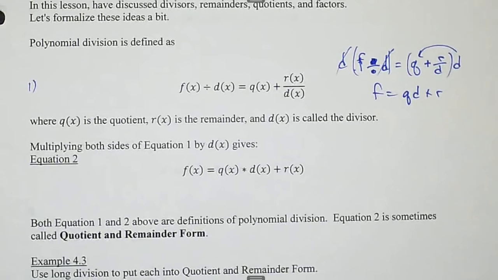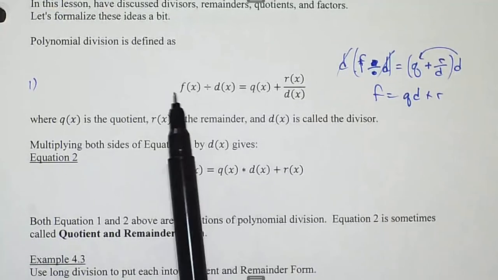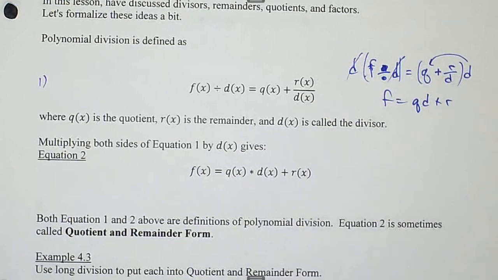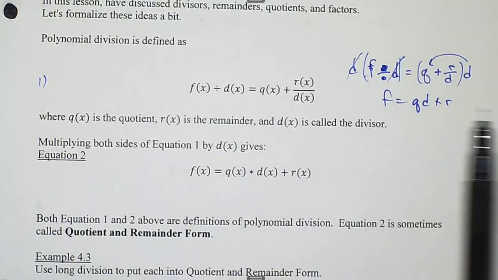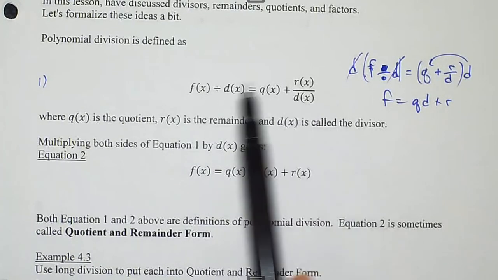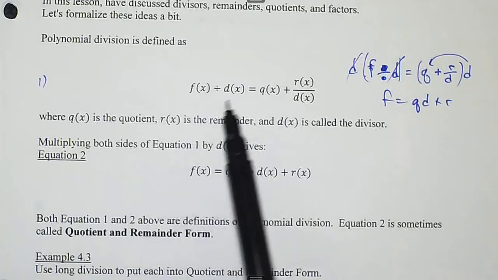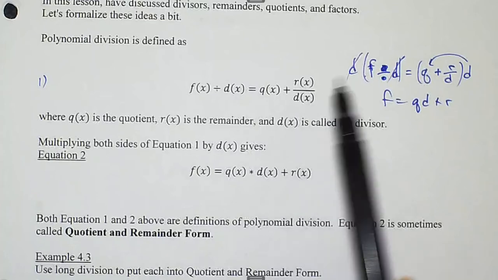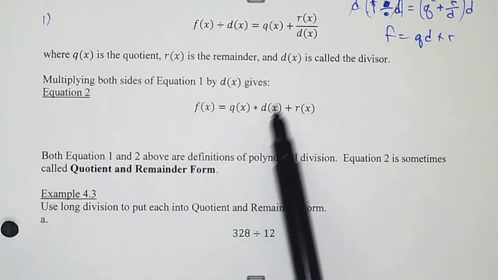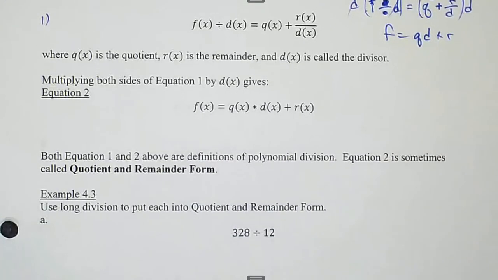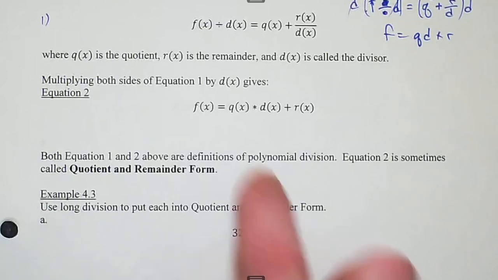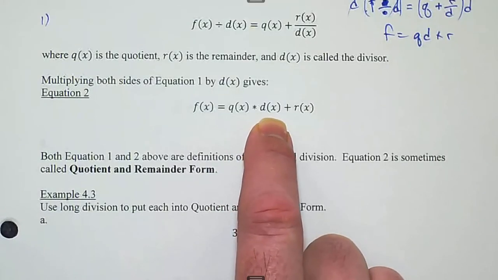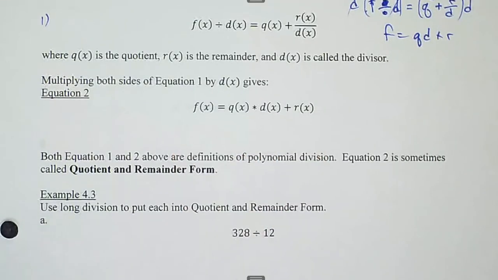So I want to formalize polynomial division. Polynomial division is f of x divided by d of x equals q of x plus r of x over d of x. What that means is that if I multiply both sides by d of x, I would get just f of x equals q of x times d of x plus r of x. This is an equivalent statement for how to describe division. That I can say that q of x times the divisor plus the remainder is equal to the original polynomial.